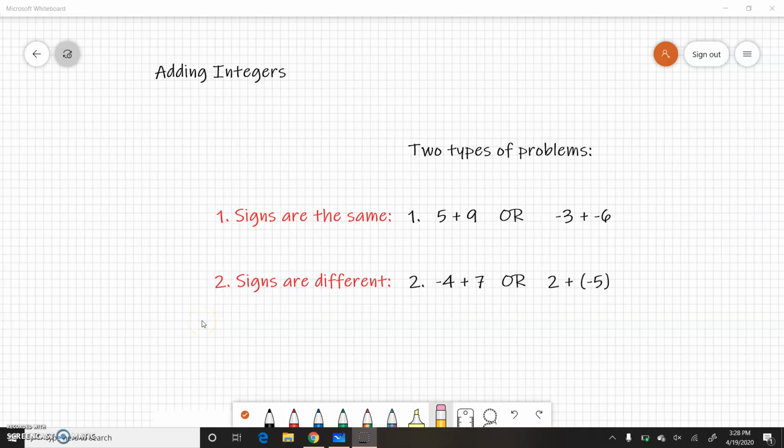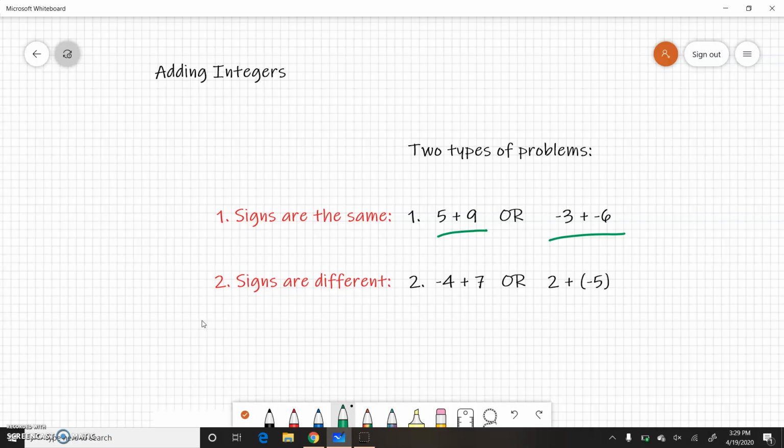Today we're going to be adding integers. And as you can see on this page, we are going to have two types of problems today. Type 1, you're going to be adding numbers with the same sign. So a positive plus a positive, or a negative plus a negative.